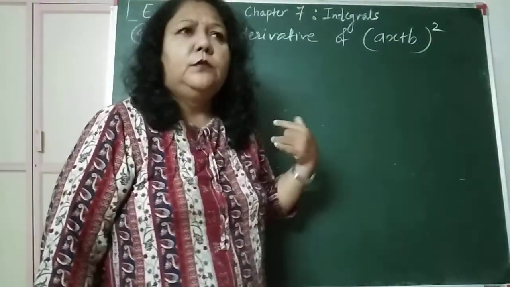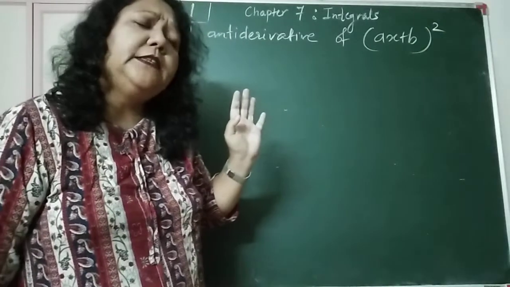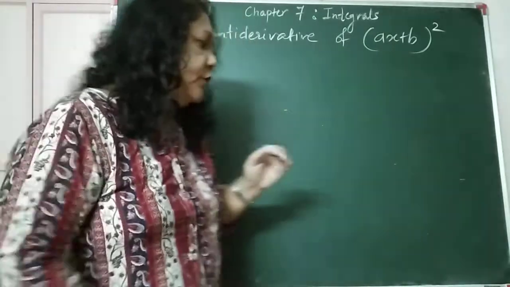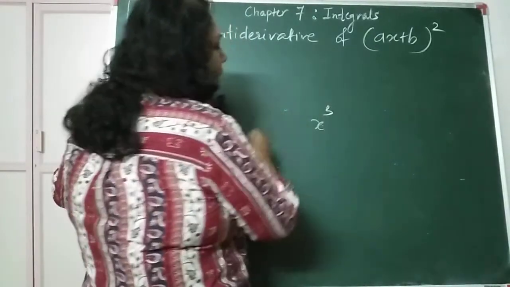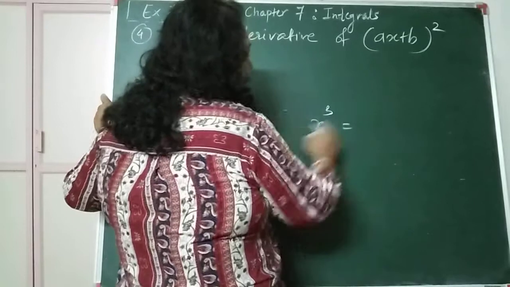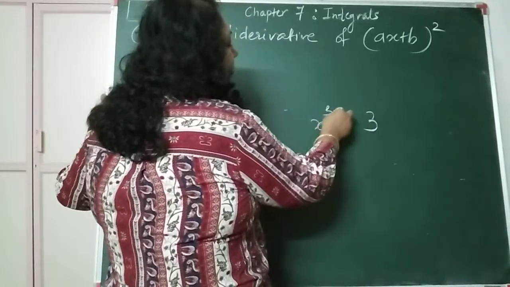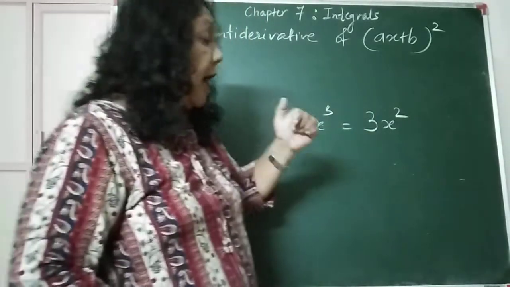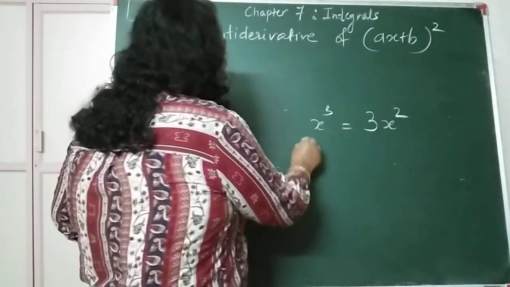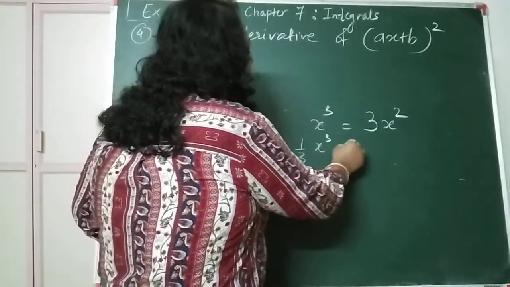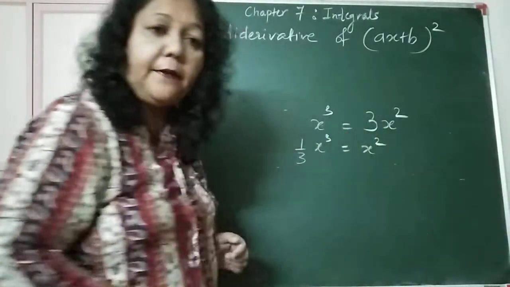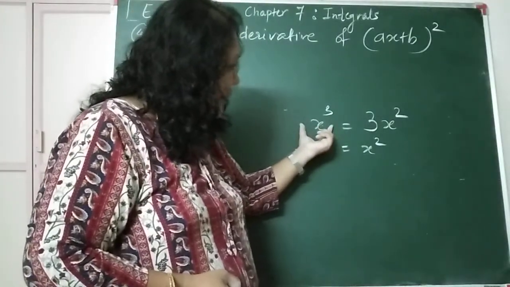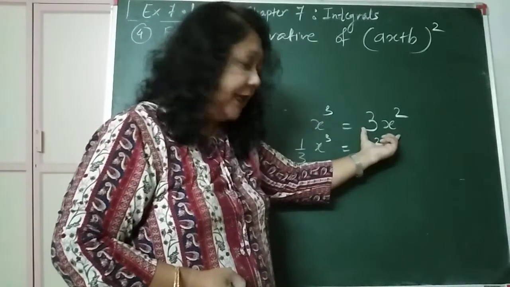Now how? So I know what happens when you differentiate. Suppose you are differentiating x cube. What answer do you get? The power comes in the front and the power is now reduced by 1, so it becomes 3x square. Now I have to do the reverse, so 1/3 x cube will give you x square, right? This was with a small example. So if I differentiate x cube, I'll get the answer 3x square.